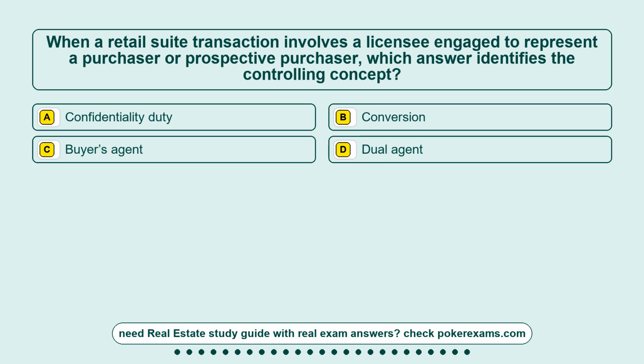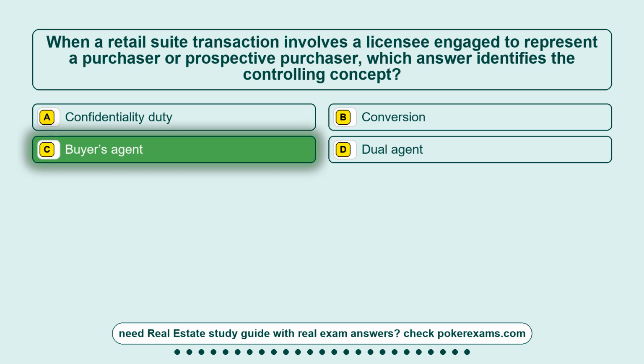Question 19. When a retail suite transaction involves a licensee engaged to represent a purchaser or prospective purchaser, which answer identifies the controlling concept? Option A, confidentiality duty. Option B, conversion. Option C, buyer's agent. Option D, dual agent. The correct answer is option C, buyer's agent.